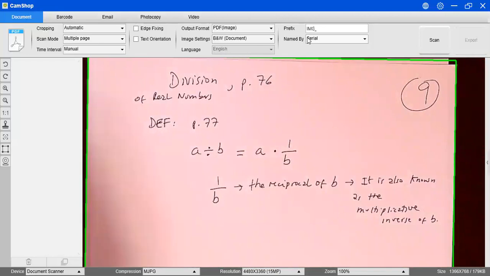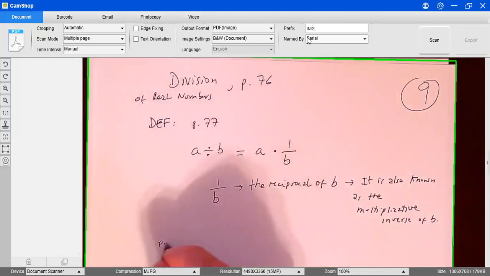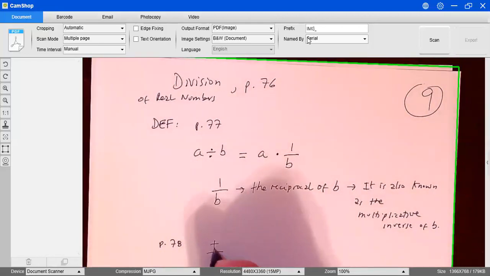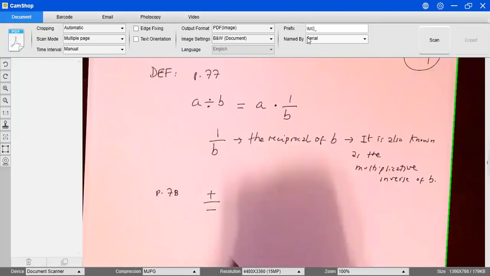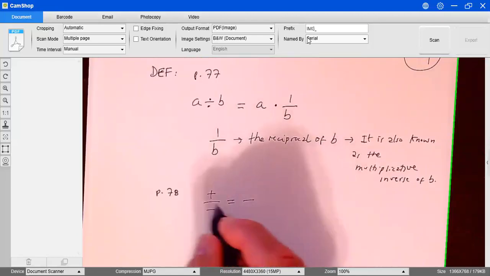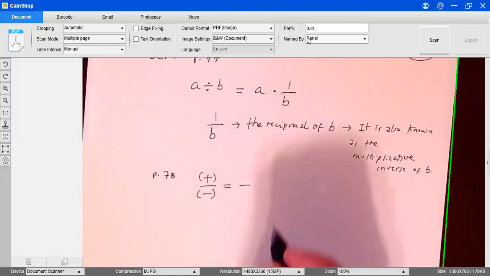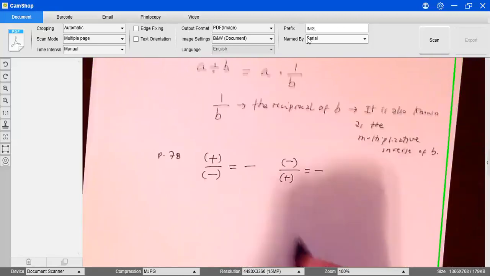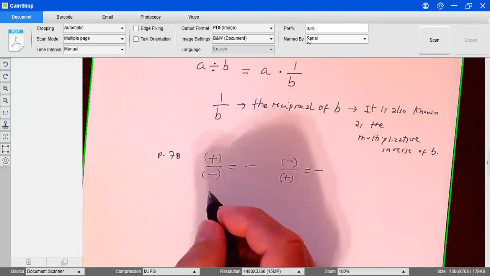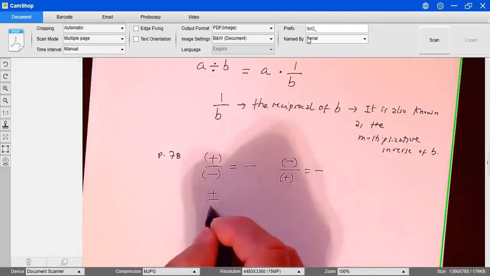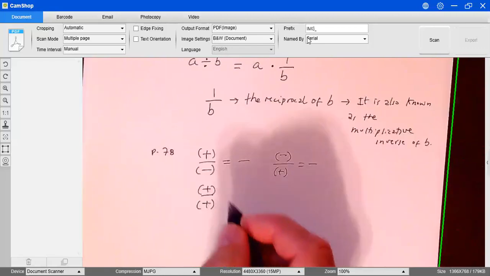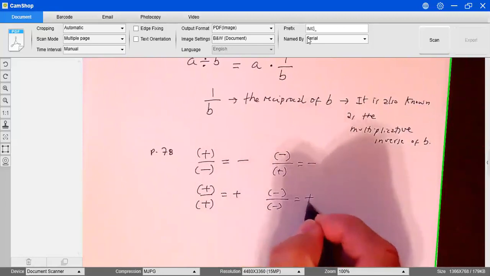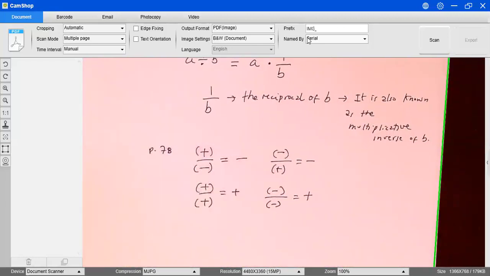The rules are on page 78. So if you have the division of two quantities with different sign, the answer is negative. So you have positive over negative, you get negative. If you have negative over positive, you get negative. If you have the division of two quantities with the same sign, then you get positive in both cases. So positive divided by positive is going to be positive. Negative divided by negative is going to be also positive. So you can find these rules on page 78.